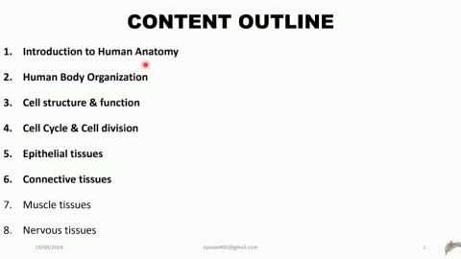Before we start the details of cells and tissues, we are going to have a brief introduction of human anatomy, how the human body is organized, and then cell structure and function. What is a cell? What are some of the components that make up your body's cells, and how are they relevant towards the normal functioning of cells and the entire body? We are going to look at the concept of cell cycle and cell division. Then epithelial tissues, connective tissues, muscle tissues, and nervous tissues. These are the chapters that are going to be taught under this course unit.